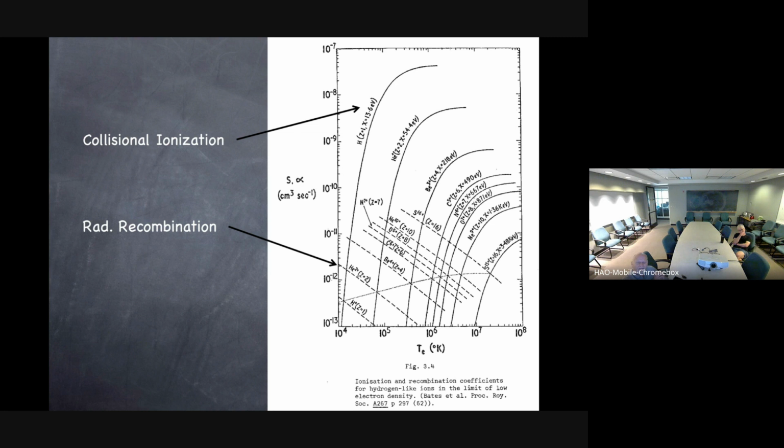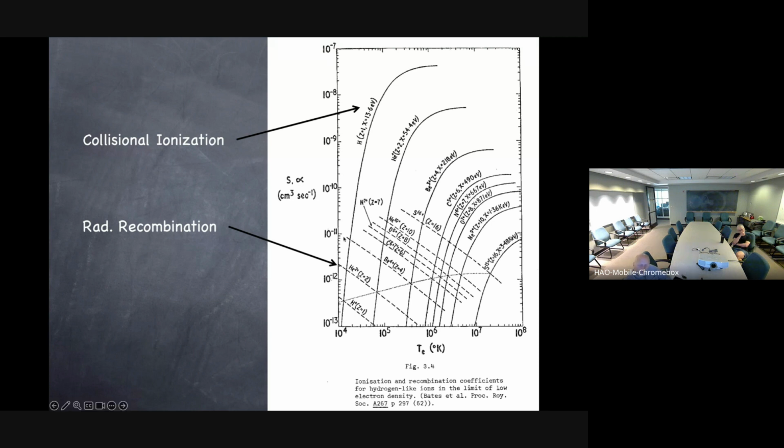But on the other hand, for the ionization, there is a threshold, and for hydrogen it's 13.6 electron volts, and you know that it goes as the charge squared. So for sulfur 16, that's hydrogen-like sulfur, the ionization is very, very slow. That's over here, because the energy is so high. So there are very, very few electrons above that threshold.